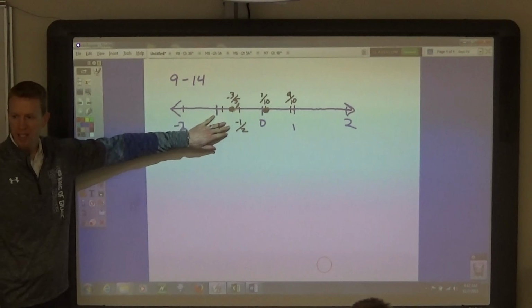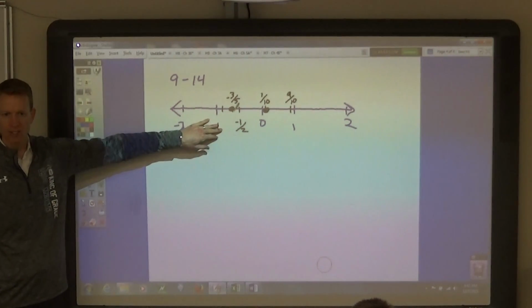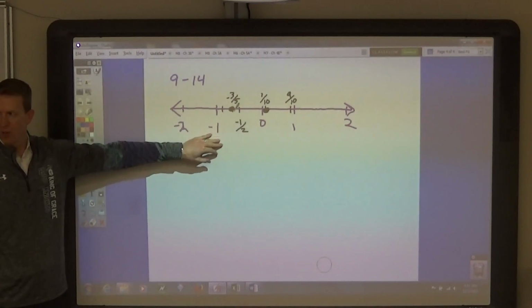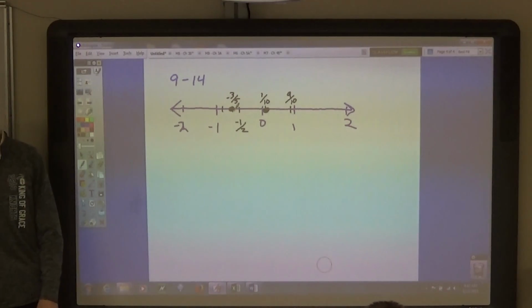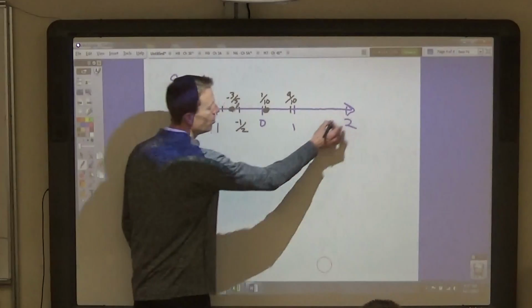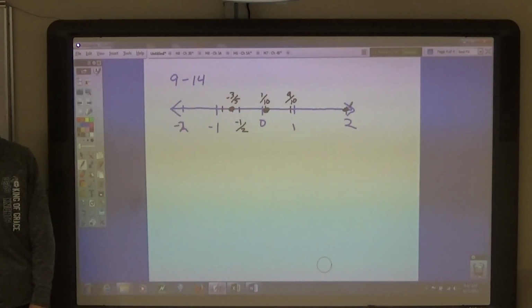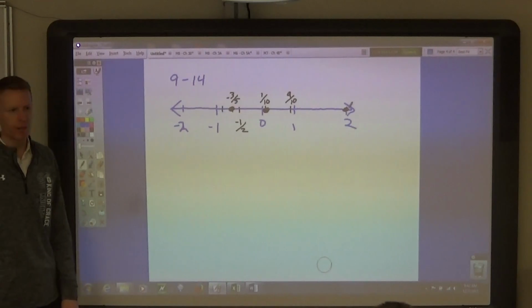Again, feel free to copy this down. You're going to need it for your assignment tomorrow. Otherwise, you'll have to do it on your own. 11 is 2. 12 is -3/10.